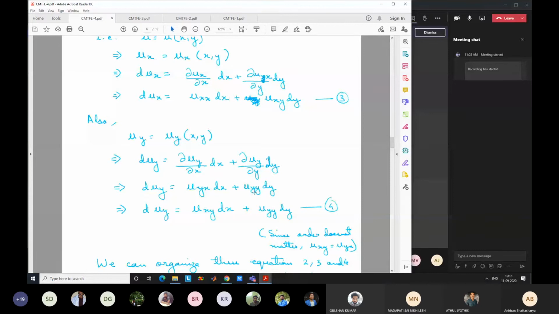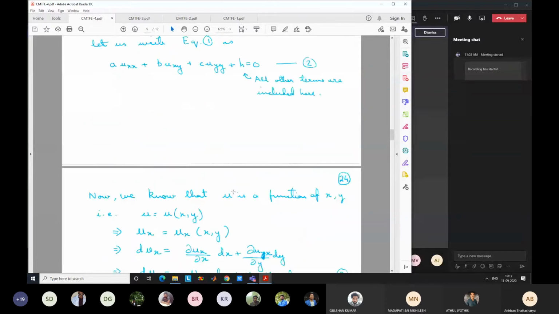In this case, as long as the solution exists, as long as the derivative exists, the order does not matter. So del square u del x del y is equal to del square u del y del x. So we can also write this as d of uy as uxy dx, instead of uyx, plus uyy dy. This is another equation.